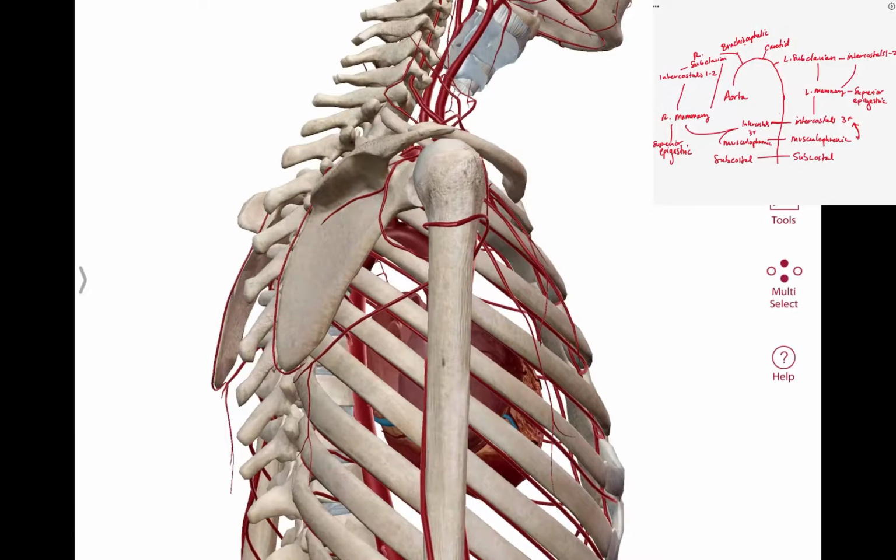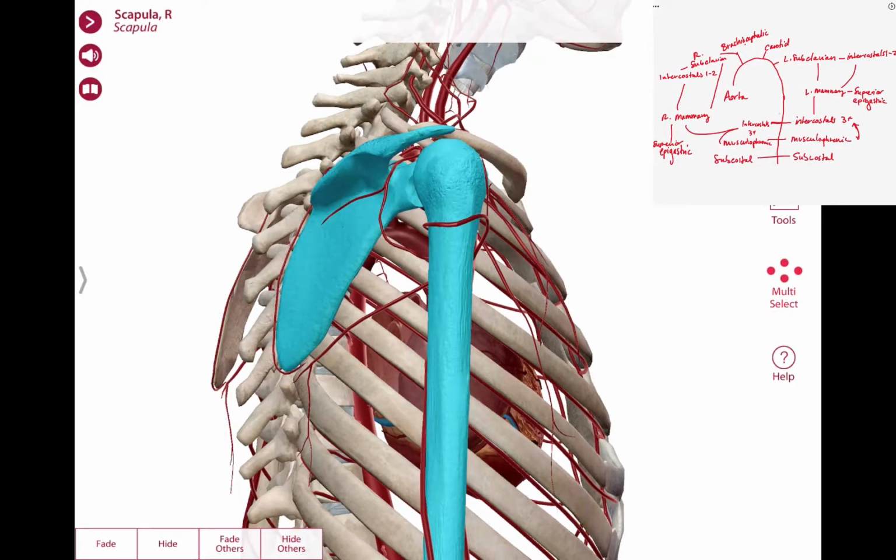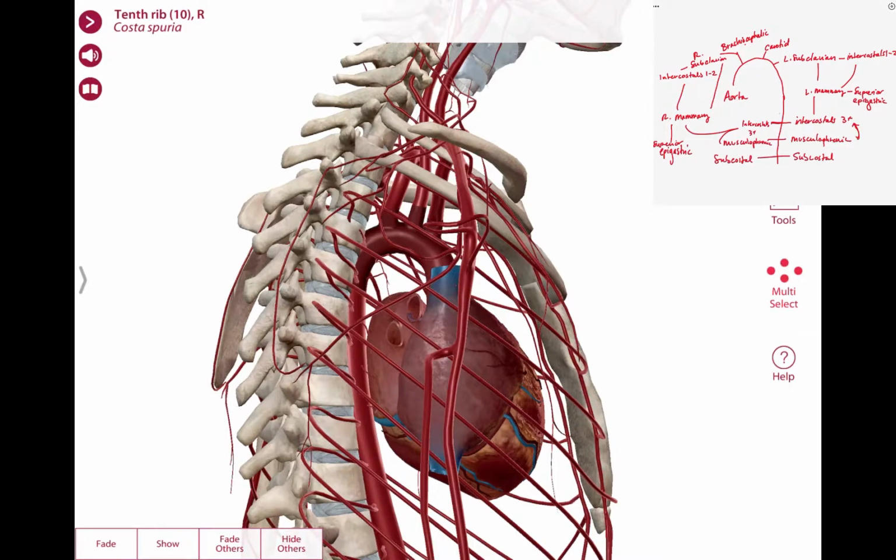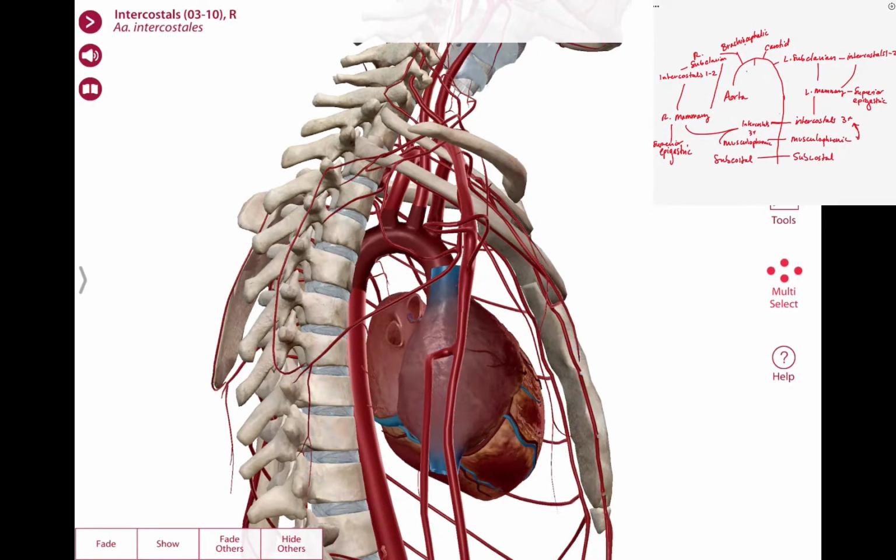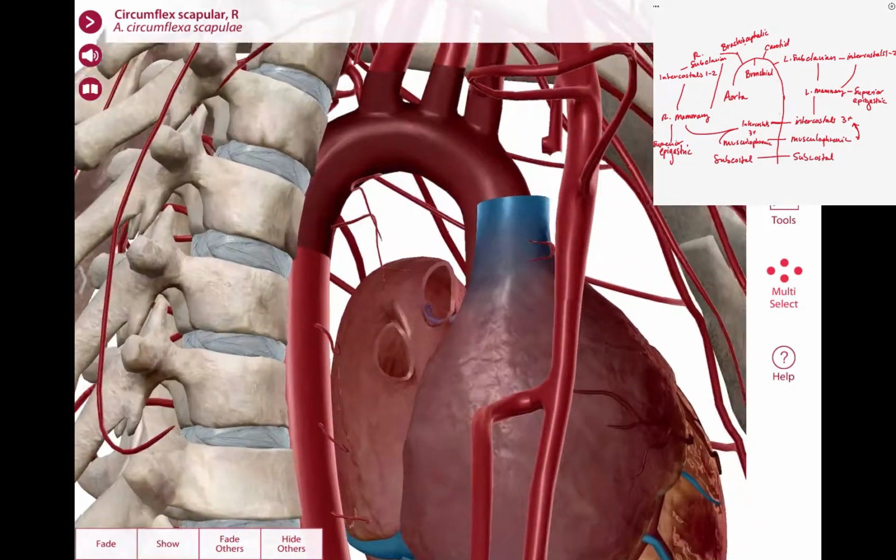If we go in here, we have to get to these, so remove a bunch of these bones. All right, so I'm going to get rid of the bones here. And just for completeness, I'm going to get rid of the subcostals. And now I'm going to zoom in.